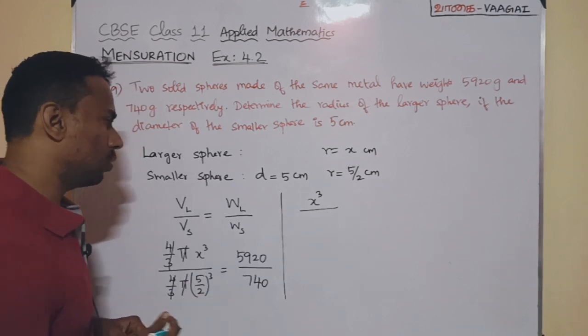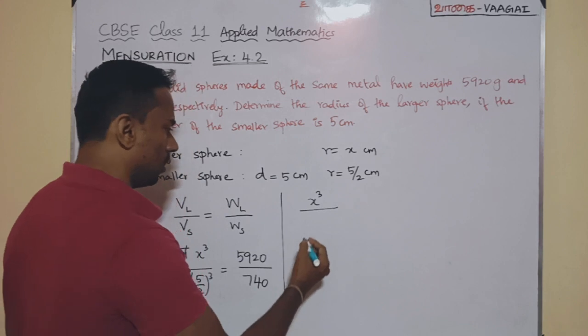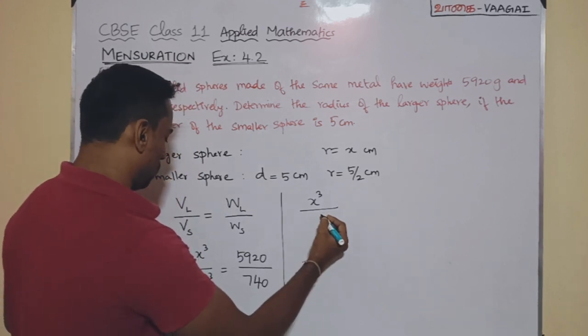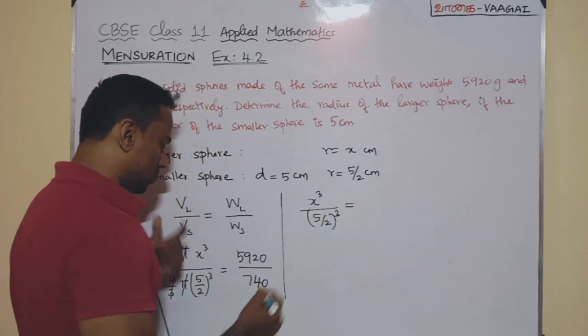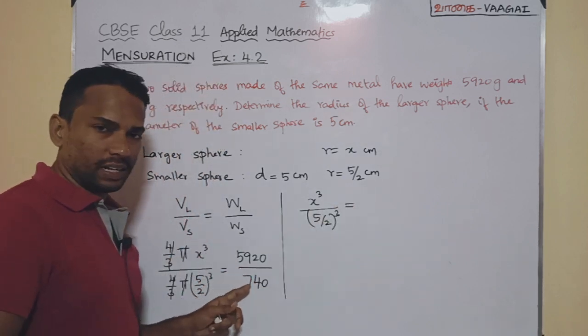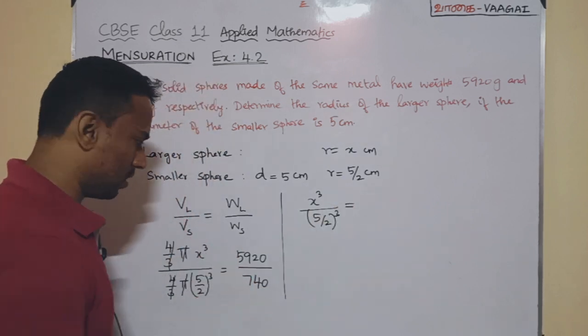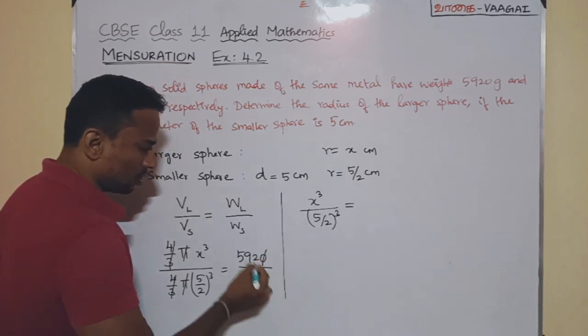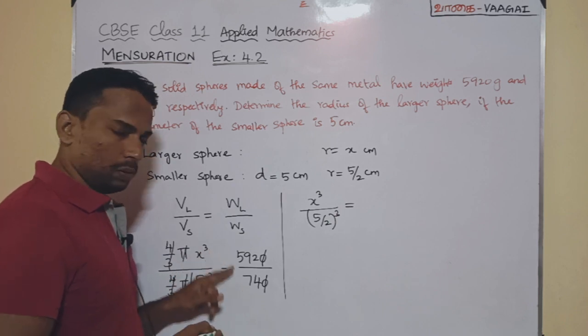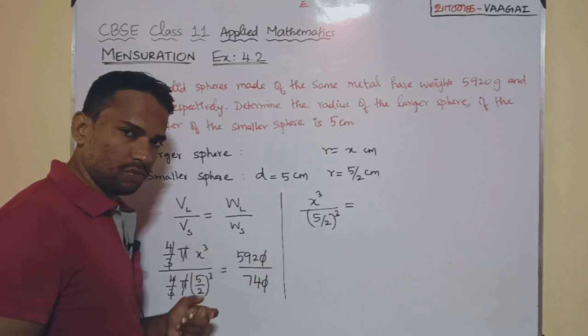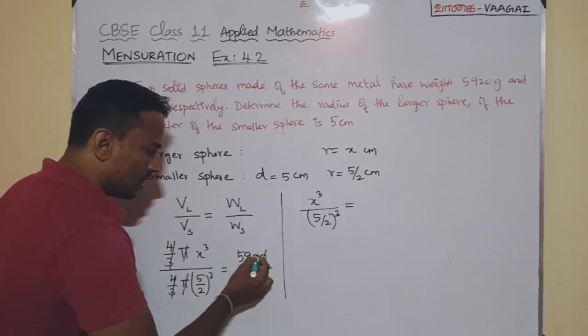So (5 by 2) the whole cube is actually going to be, I will better have it as (5 by 2) the whole cube itself. I have a reason. Now this will be same as, come to the right hand side, also we can simplify it here. So I will cut this 0 and 0, and next I can cancel these two numbers, 592 by 74. If you clearly see this, it's exactly 8 times.